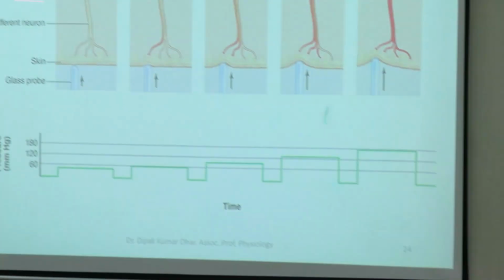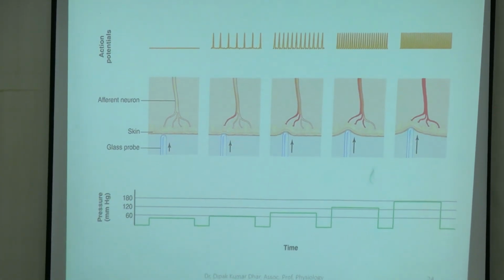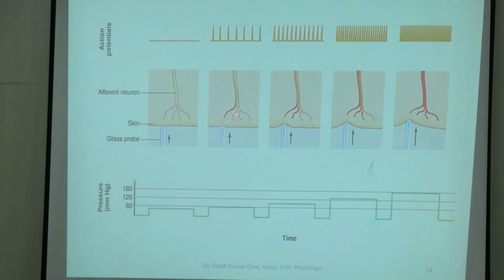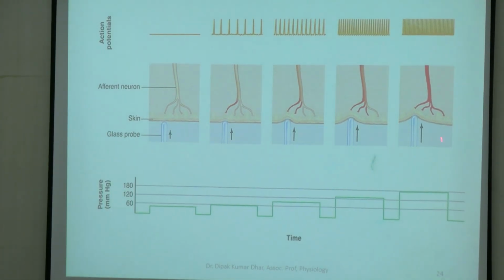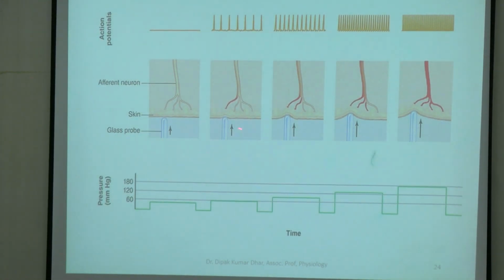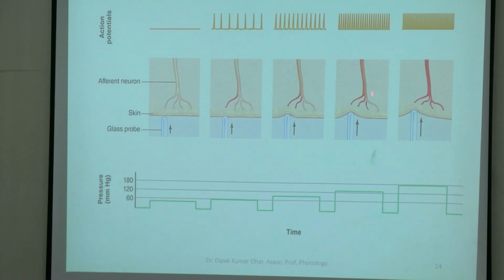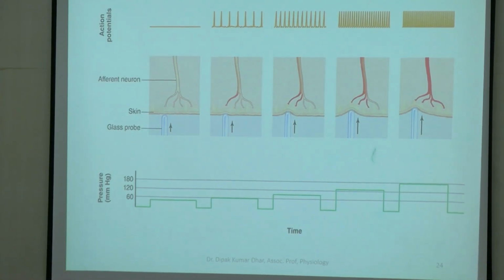So this is an example, right? So you see initially there is no response. Gradually, as that deformation increases, the number of action potentials in the nerve increase, and this is where significantly you can see the contrast, this and this. So the intensity has increased, you see the number of action potentials that is there in the nerve.